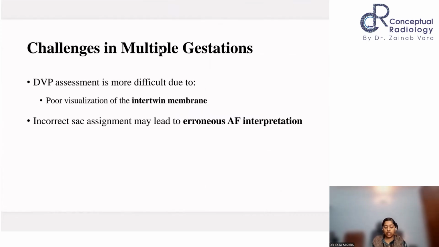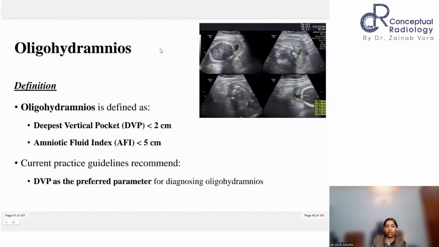Now in multiple gestation, if the intertwin membrane is not visualized, then it's a little difficult to assign the DVP. And if there is incorrect assignment, then AF interpretation is with errors.